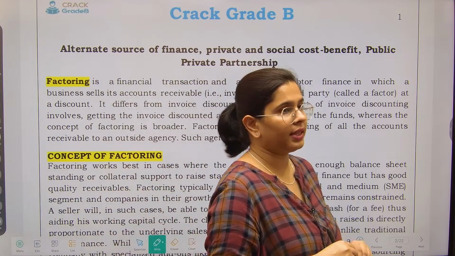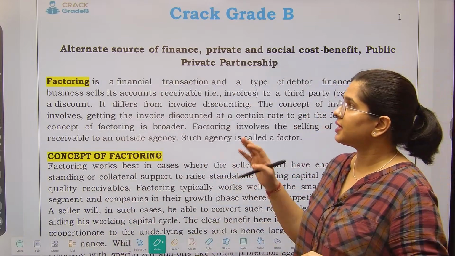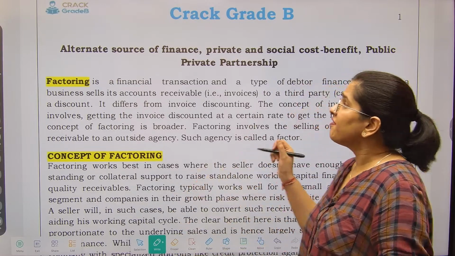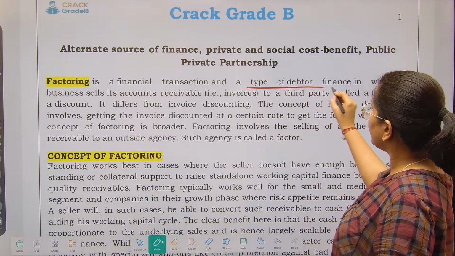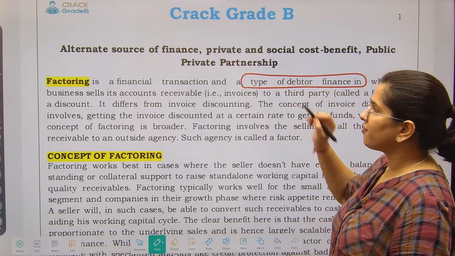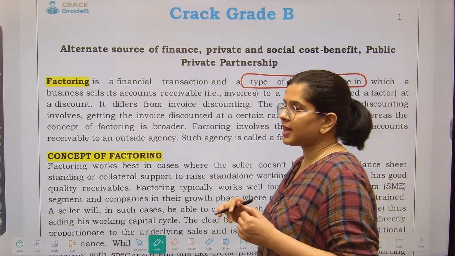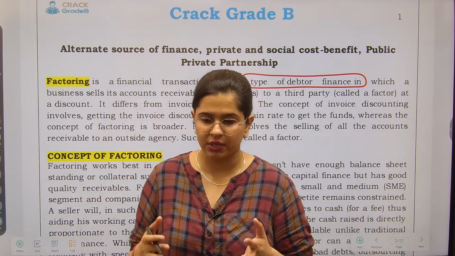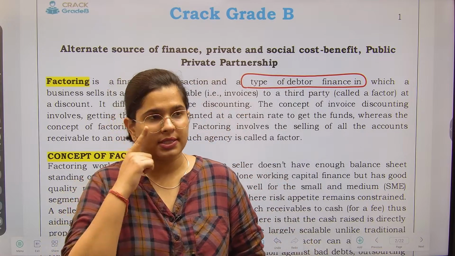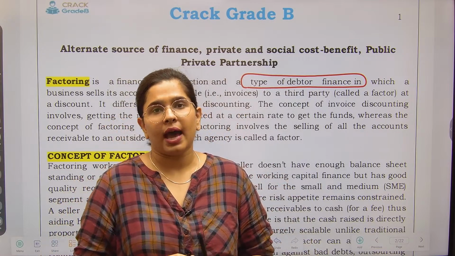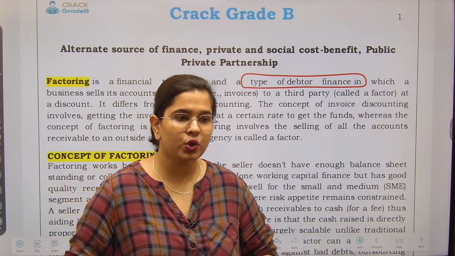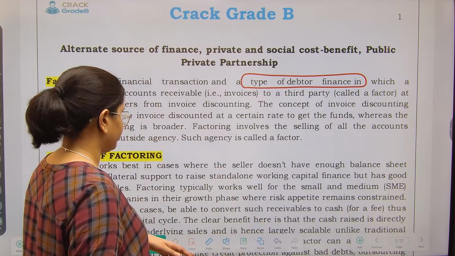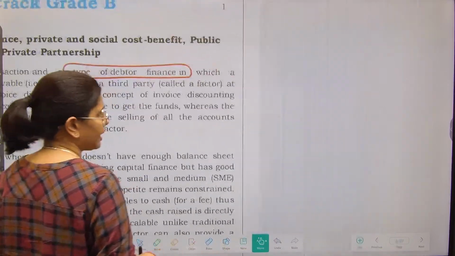The number one thing that gets reflected is factoring. ठीक है? ये क्या है? Factoring. So factoring is a financial transaction and it is a type of debtor finance. I'll just tell you the concept of factoring first of all, and then we'll go on to read what this whole concept is all about. Under factoring, suppose I have sold goods, ठीक है, मैंने कुछ सामान बेचा है and I'm the seller. Let's just understand this.